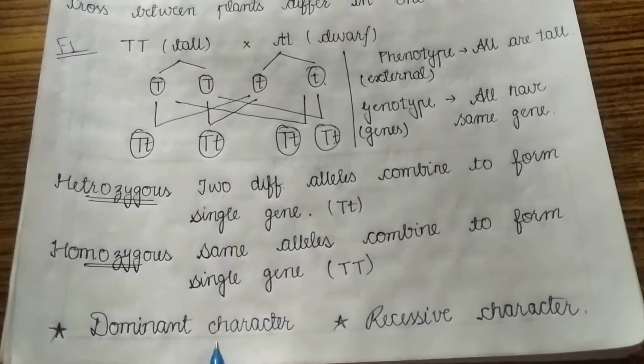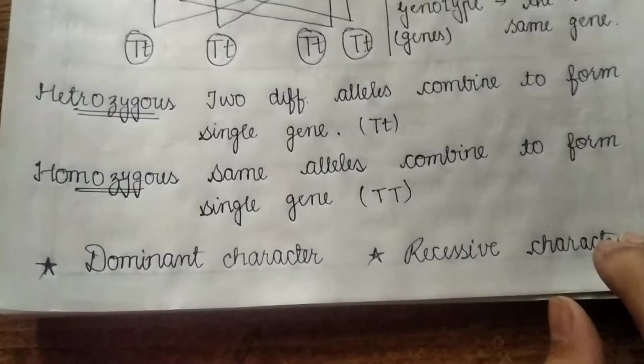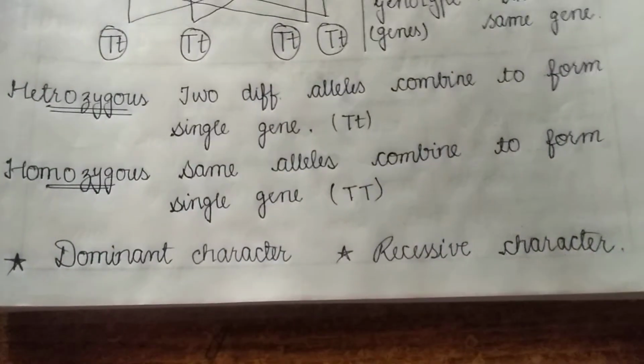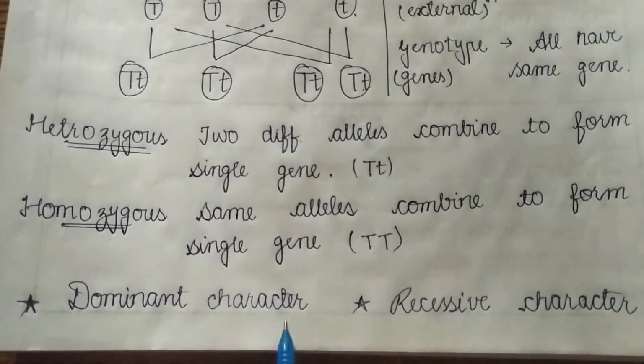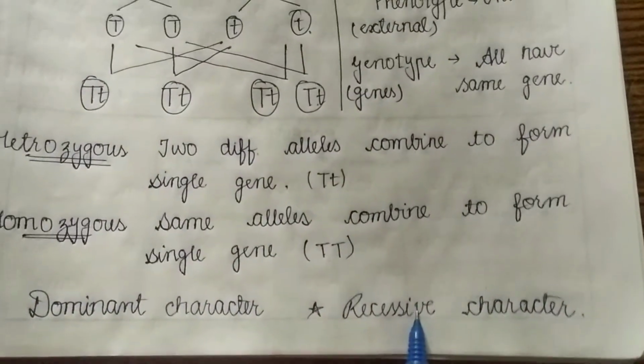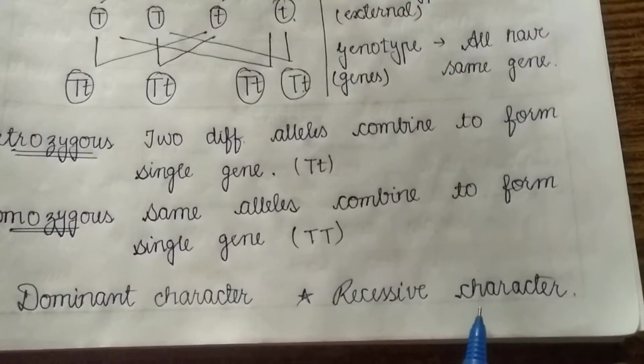Now we will see what is dominant character and what is recessive character. Dominant characters are the characters which appear in the F1 generation of monohybrid cross, and recessive character is one which does not appear in the F1 generation of monohybrid cross.